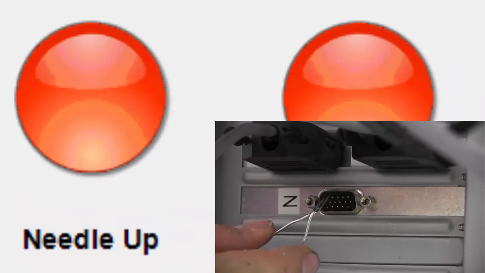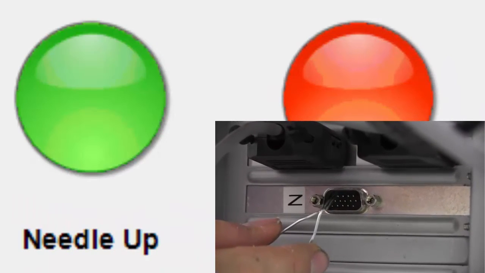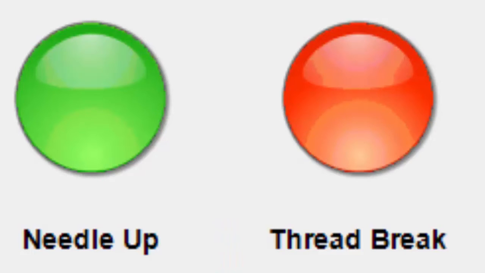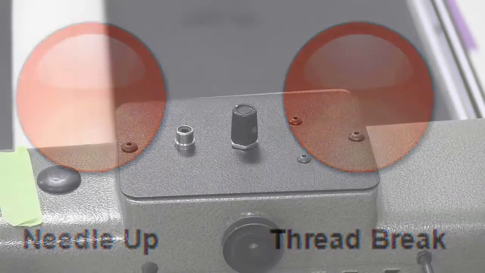This should make the needle up indicator change color. If it does not, replace the Galil board inside the controller. If the indicator changes in both locations, open the top of the machine head and check for a broken or loose wire. We are at the top of the head.